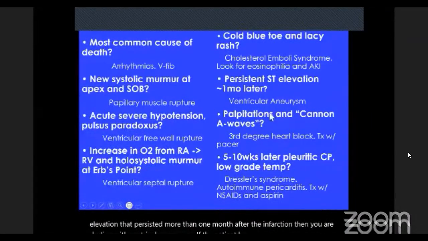Remember also, infarction can be complicated with heart block, especially if right coronary artery, including second and third degree AV block. You may have also Dressler syndrome, which is late onset pericarditis.